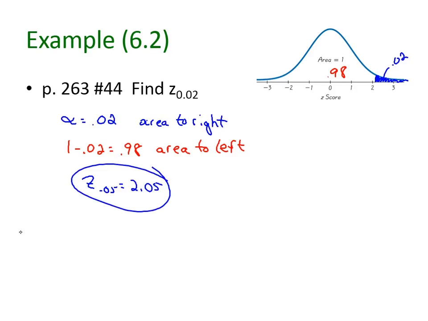So that z-score means I was really close with my estimation, because z is 2.05. My z-score that separates the bottom 98% from the top 2% is 2.05. So my z of 0.0, oh, I just wrote the wrong number. That should be 0.02. My z of 0.02 is 2.05.